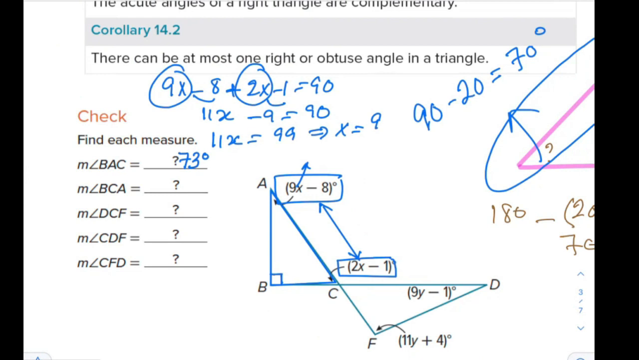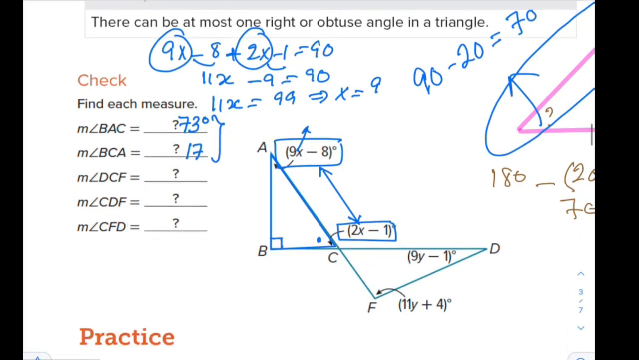Measure of angle BCA. So this one, since you know that there are two approaches, either you replace, you are replacing x by 9 as usual, 2 times 9, 18 minus 1 which is 17, this is one approach. Or you know that the sum is 90, so you can say 90 minus 73, directly you will have the answer which is 17.